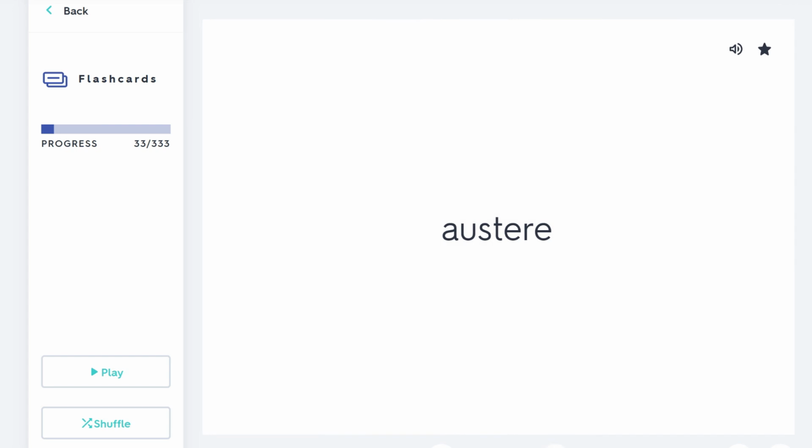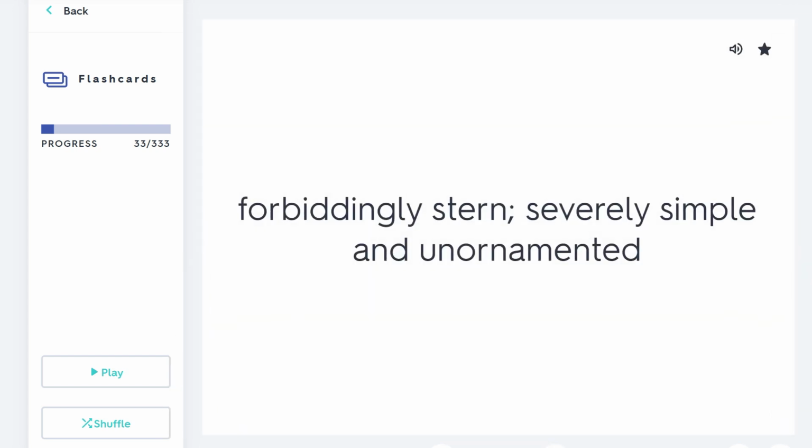Austere. Forbiddingly stern, severely simple and unornamented. We talked about the ascetic monk. His life is austere, severely simple, abstemious, lacking in life's pleasures. Austerity is what a country goes through when it's cutting its budget. The budget must become simple. Austerity or austere.